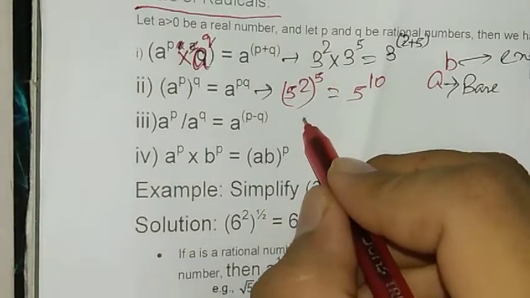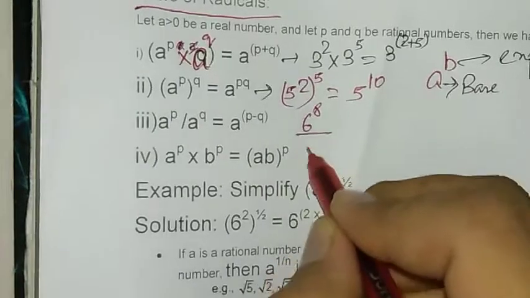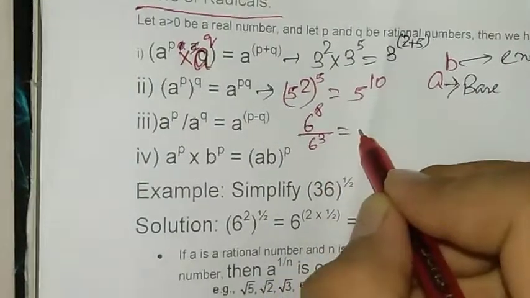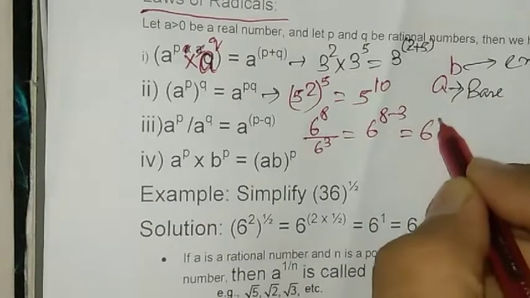So let's talk about this. Suppose this is 6 power 8 divided by 6 power 3. This will give you 6 power 8 minus 3. This will give you 6 power 5.